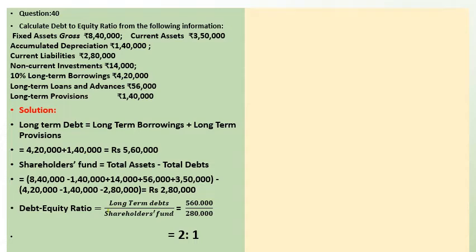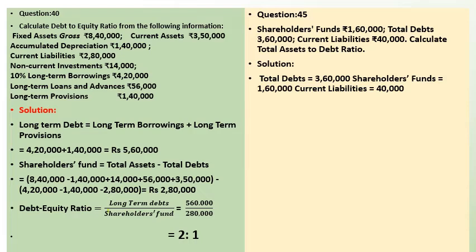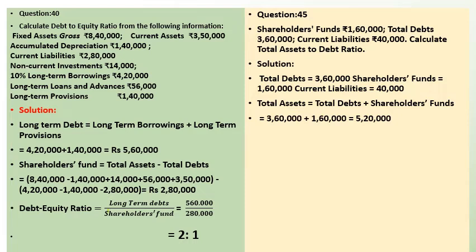Now we'll go for solving another question, that is shareholders fund is given 1,60,000 and total debt is given 3,60,000, current liability 40,000, and calculate the total assets to debt ratio. So that is another category of ratio, total assets to debt ratio. Now total debt is equal to given 3,60,000, shareholders fund given 1,60,000, current liability 1,40,000. So now total assets is equal to total debt plus shareholders fund. We'll have the total assets.